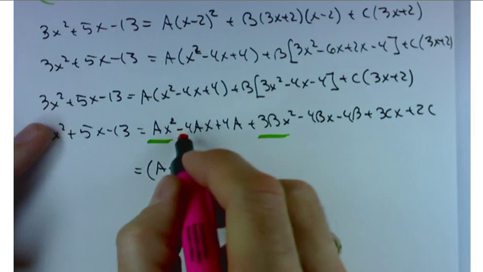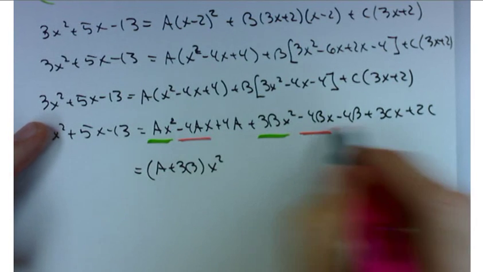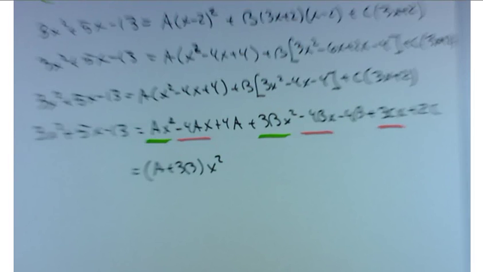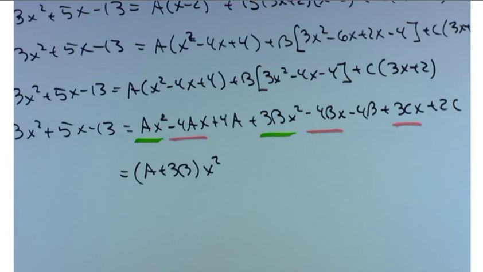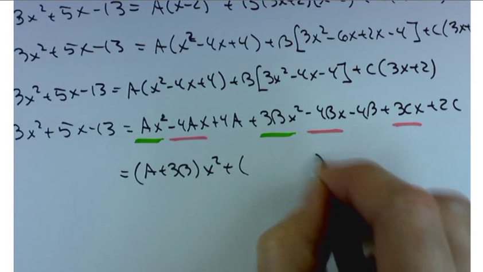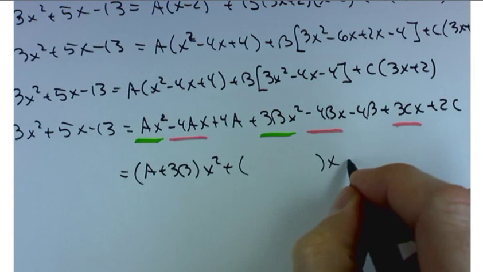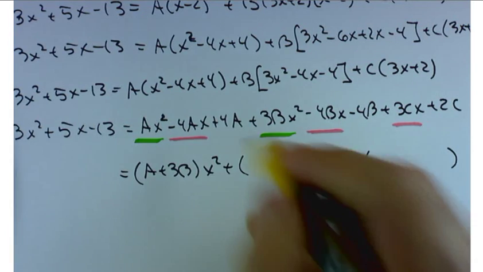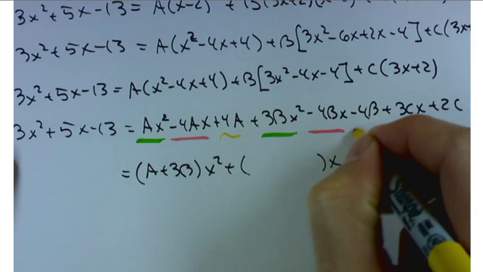Let's do the same thing with the x's. See if you can bring together the x's. So I'll have plus something times x. And the last term is just going to be all the constant terms, and that's going to be everything that's left over.